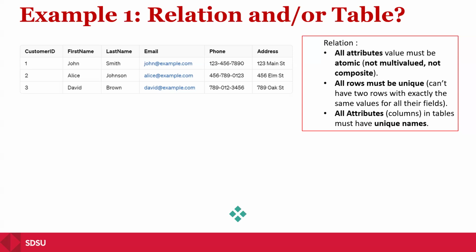And here on the left side, I have a little cheat sheet for you that specifies what needs to happen for a table to qualify as a relation. As we talked before, all attributes must be atomic, so we are not allowing multi-valued and composite attributes. All rows must be unique, and all attributes or columns must have unique names. So please pause the video, think, and I will explain the answer later.